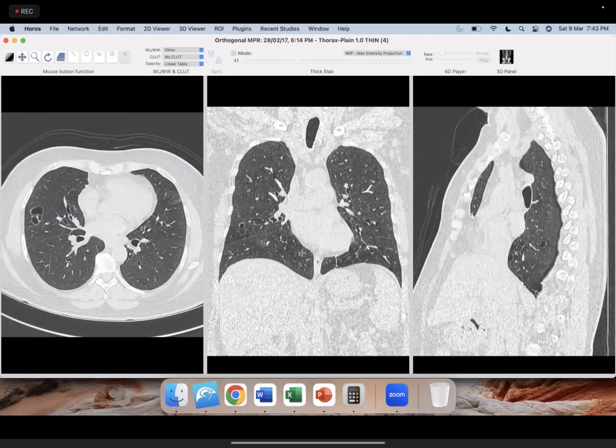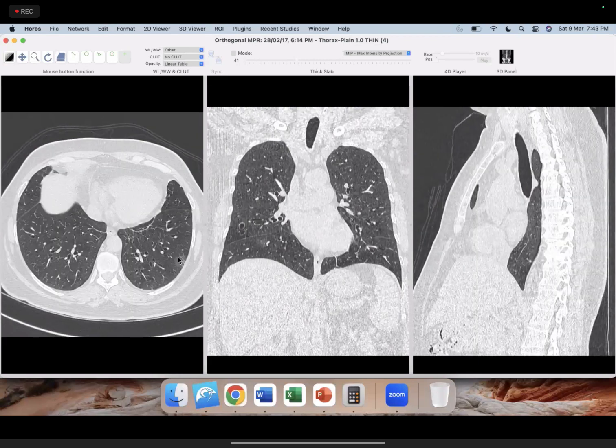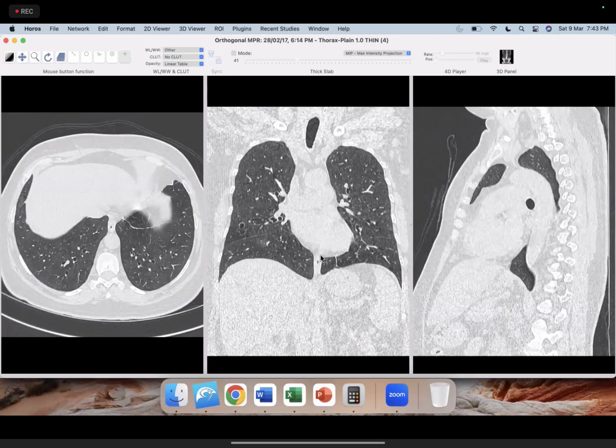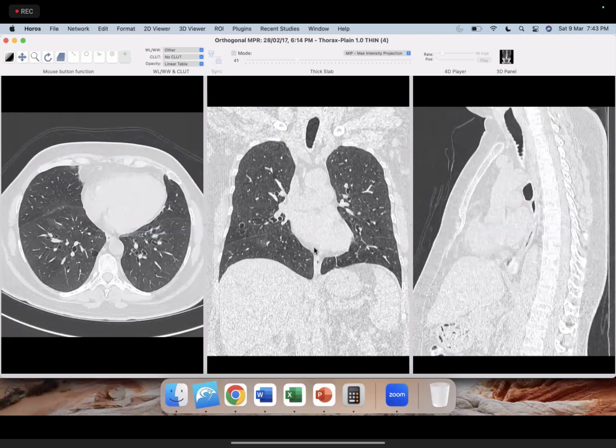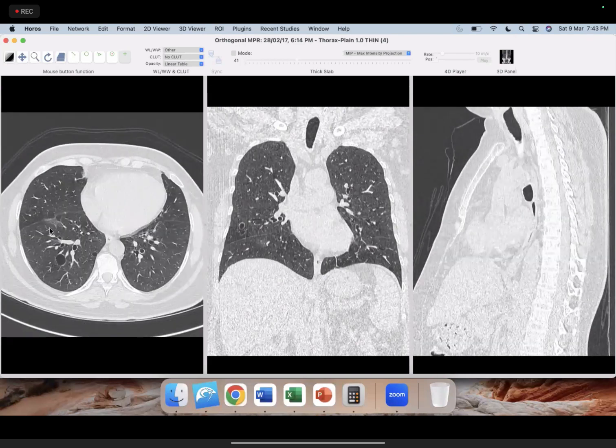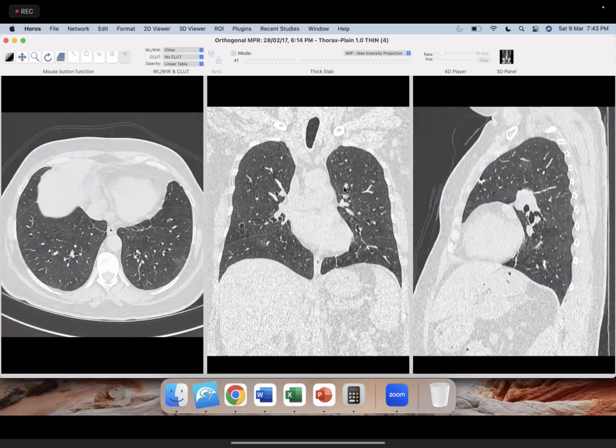But here again, notice the intervening lung parenchyma is not normal. There are patchy ground glass areas. Here it is best seen. Here this is ground glass. There was a bit in the right lower lobe also. So the interstitium, or the intervening lung parenchyma, is not spared. You can see even in the right lower lobe this area of ground glass, and there can be more also.